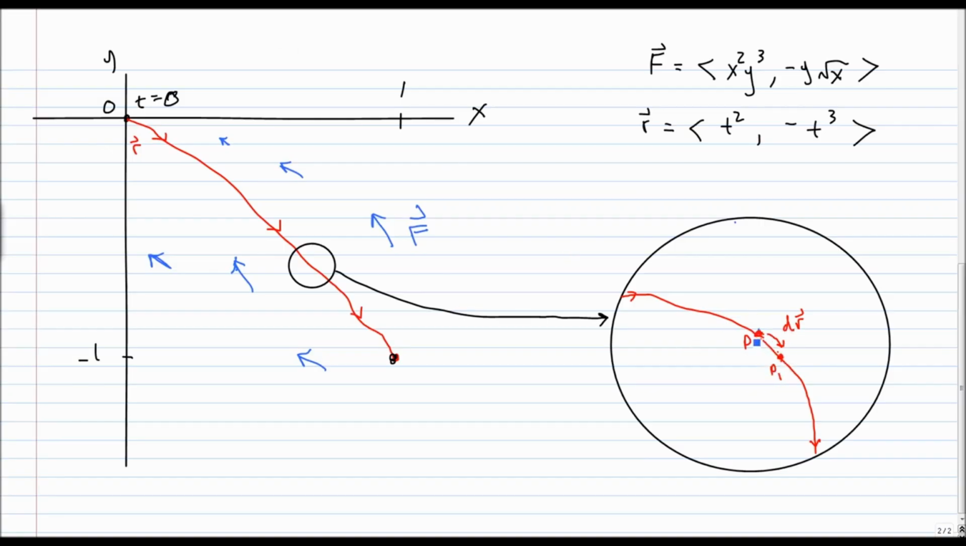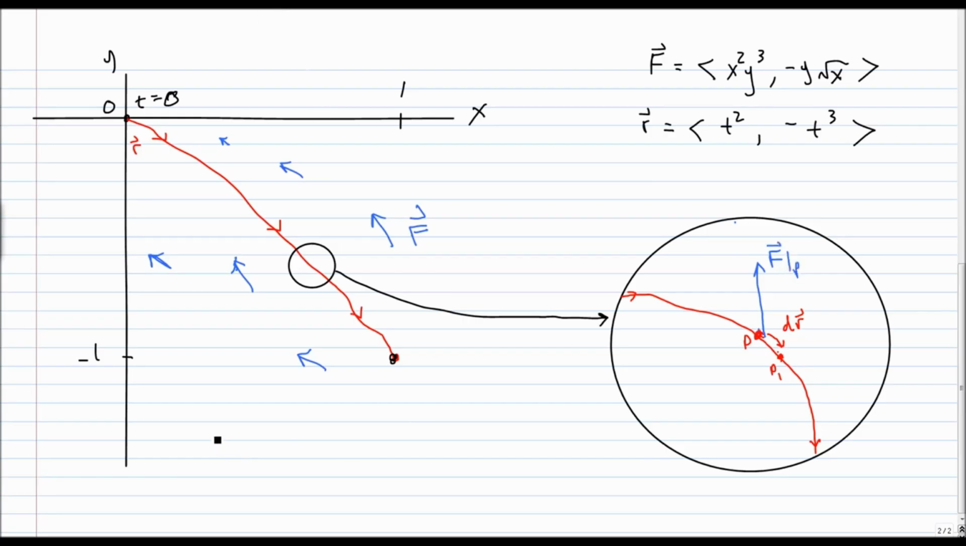Okay, now let's say that the distance between P and P1 is infinitesimally small. So let's just say that at the point P there's some value, we evaluate our vector field at the point P.